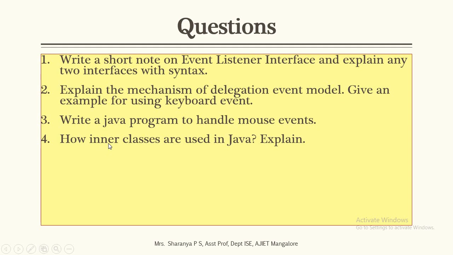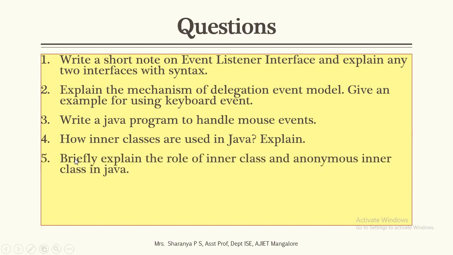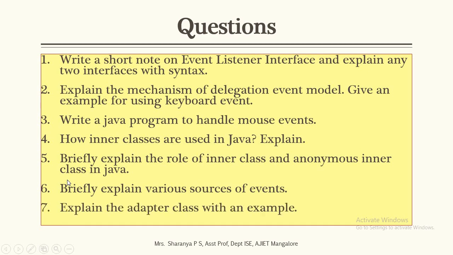and how inner classes are used in Java. With an example, we have to write the way that inner class is defined and what its benefits are, and one example we can write. And then the role of inner classes and anonymous inner classes in Java. We have looked into both with examples, and various sources of events, as well as the adapter class, what it means and why it is used. These are the different topics that we have covered, and these are the kinds of questions that can be asked under these topics.